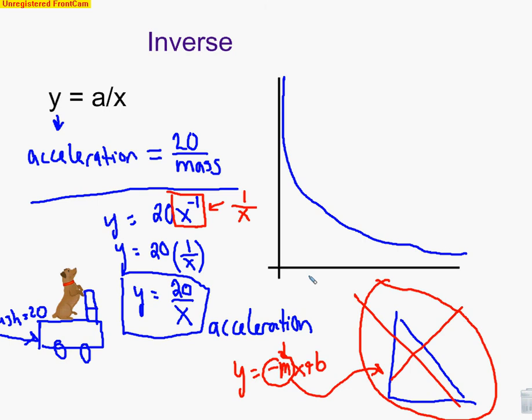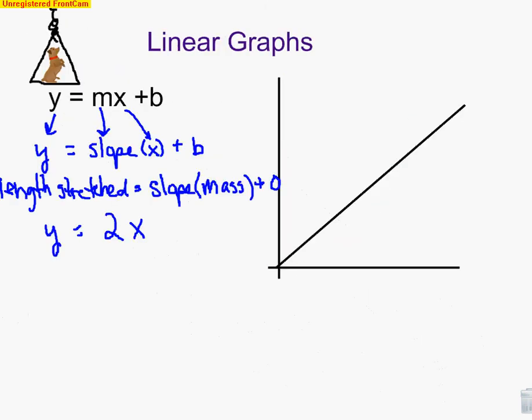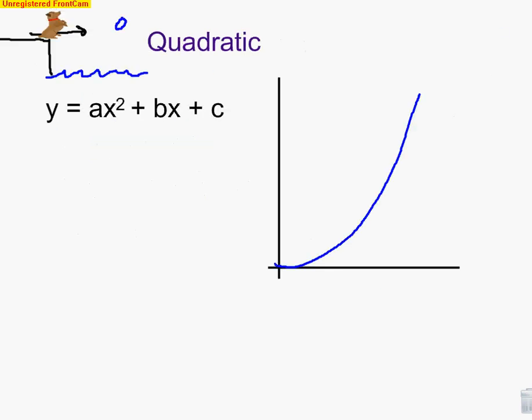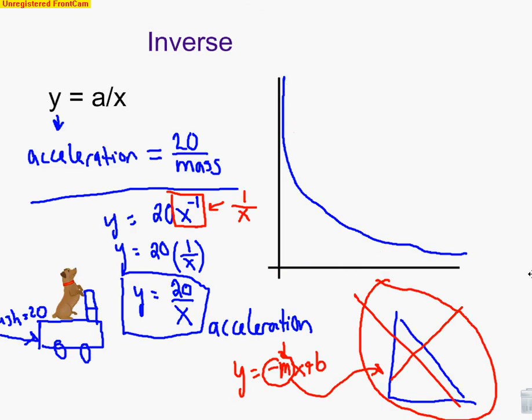So those were the three basic types. To sum up, we had a linear graph, which looks like this. We had quadratic, which looks like a curve sloping upward, and we had inverse, which looks like a curve sloping downward.